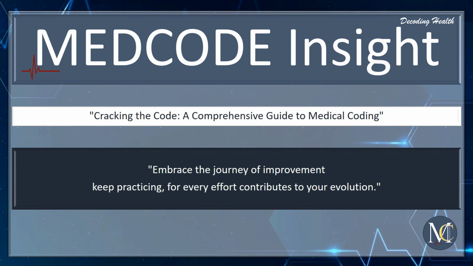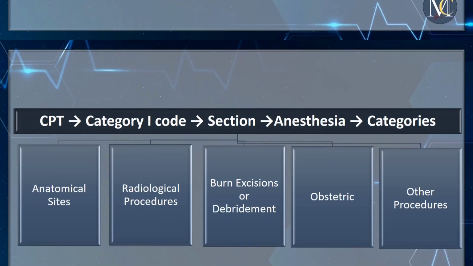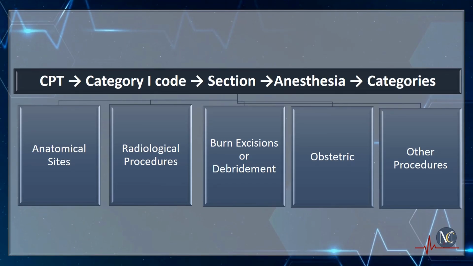In this video, we will delve into unlocking the secrets of anesthesia CPT with an in-depth discussion of each code, meticulously designed to equip you with the knowledge needed for precise and efficient medical coding. Without further ado, let's start a journey to explore more about CPT anesthesia. The anesthesia chapter is basically divided on the basis of anatomical site, radiological procedure, burn excision or debridement, obstetric procedure, or other procedure. In this video, we will cover the first anatomical site, head and neck.